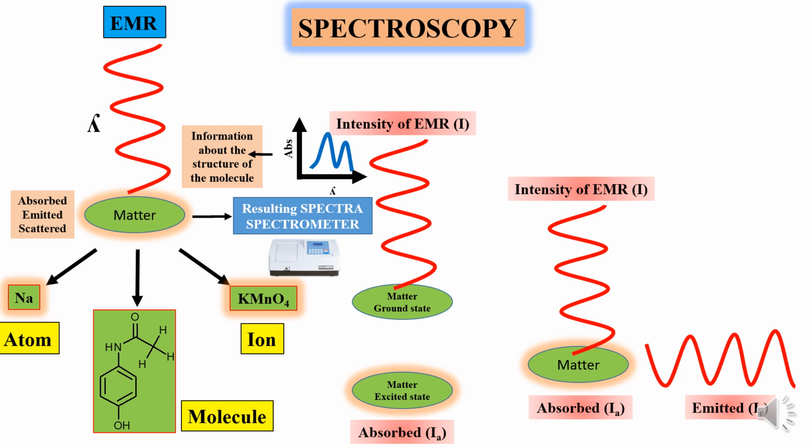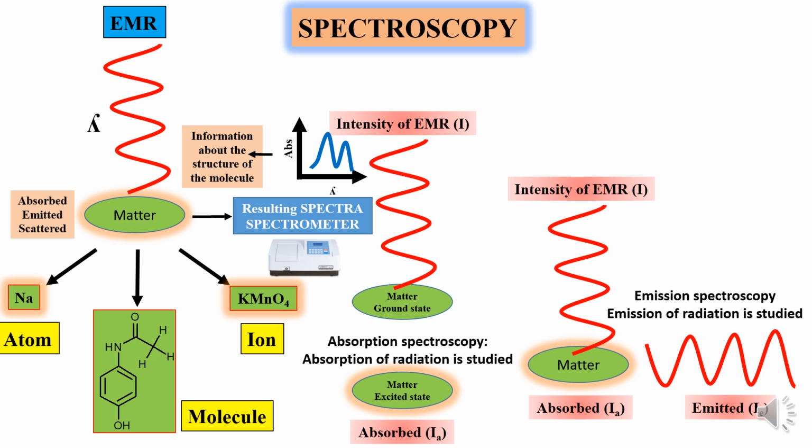Let's say I is the intensity of the incident radiation, IA is the intensity of the absorbed radiation, and IE is the intensity of the emitted radiation. Now in case of absorption spectroscopy, what are we trying to do? We are trying to measure the amount of radiation absorbed by the drug molecule. So in absorption spectroscopy, the absorption of radiation is being studied, while in case of emission spectroscopy, emission of radiation is studied. That is, we are trying to measure the amount of radiation emitted by the drug molecule in emission spectroscopy.